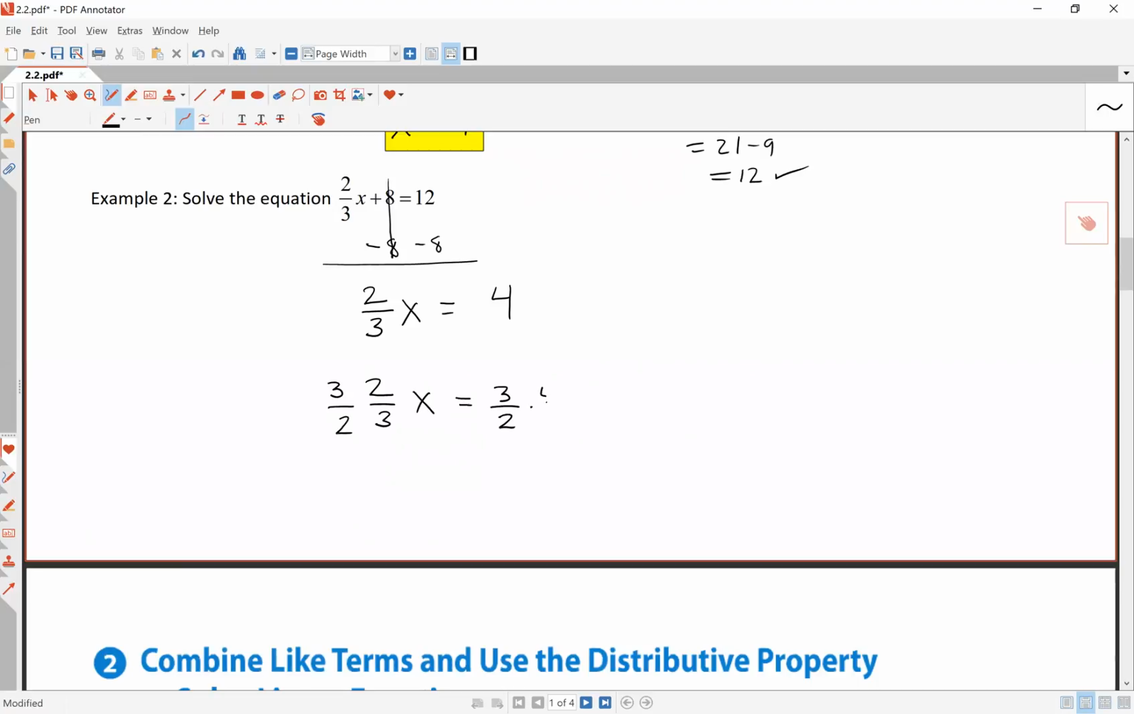3/2 times 4 over 1. On the left side, we've canceled the coefficient, and on the right side, we have 2 goes into 2 once, into 4 twice, and 3 times 2 is 6.